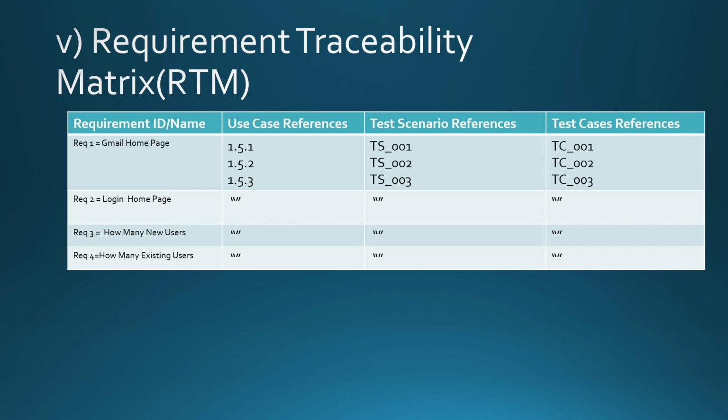Okay, and also we can track the percentage of test coverage here. With the help of the requirement traceability matrix, we can track how much percentage we have covered till now. So these are all the details we can update in this requirement traceability matrix. This document will be updated by the team lead on a daily basis.